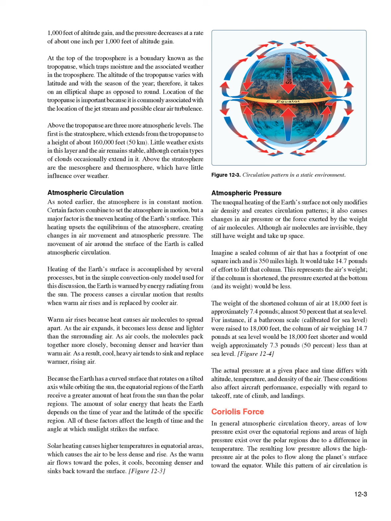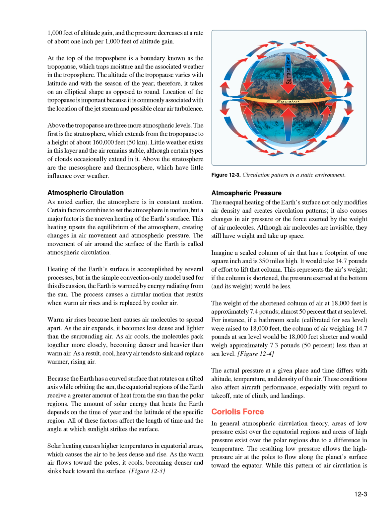Atmospheric circulation. As noted earlier, the atmosphere is in constant motion. Certain factors combine to set the atmosphere in motion, but a major factor is the uneven heating of the Earth's surface. This heating upsets the equilibrium of the atmosphere, creating changes in air movement and atmospheric pressure. The movement of air around the surface of the Earth is called atmospheric circulation. Heating of the Earth's surface is accomplished by several processes, but in the simple convection-only model used for this discussion, the Earth is warmed by energy radiating from the Sun. The process causes a circular motion that results when warm air rises and is replaced by cooler air.